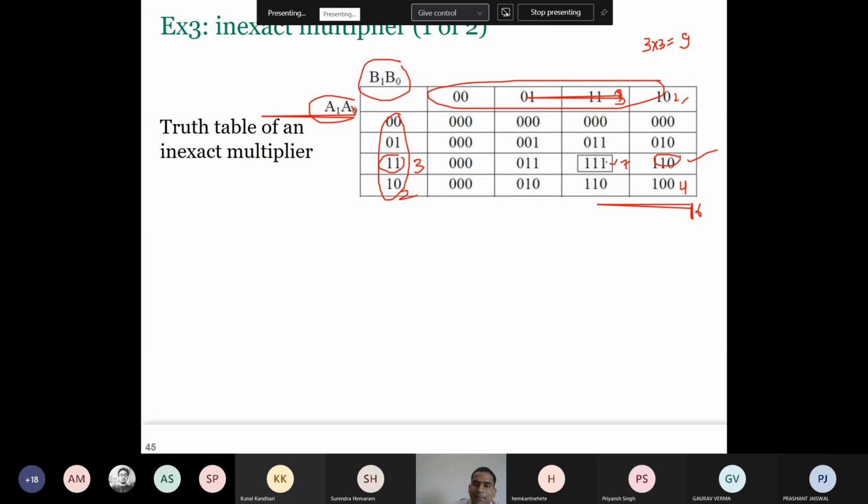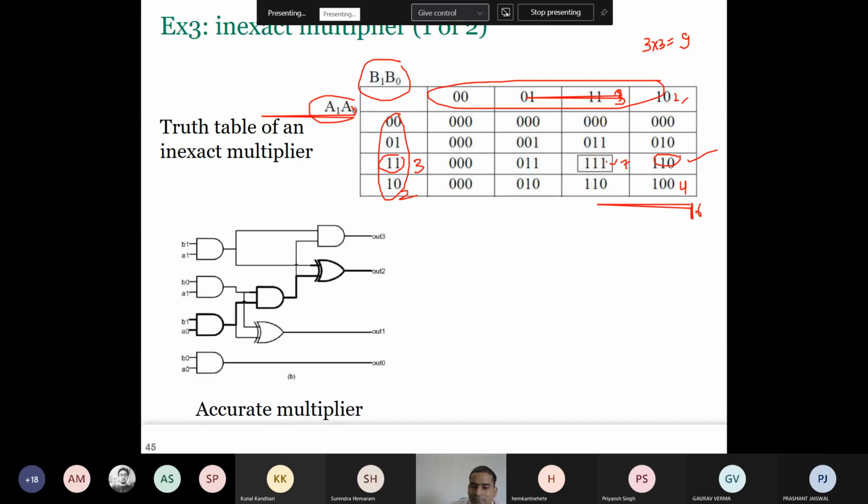But what is the benefit here? The benefit here is that for representing 9, I would need 4 bits. But for representing 7, I need only 3 bits. So the output for all the 16 combinations can be represented just by using 3 bits. I don't need 4 bits. So this leads to significant simplification of the circuit.